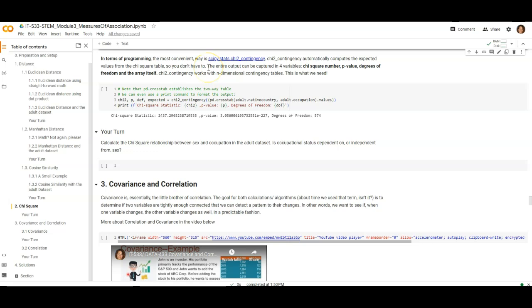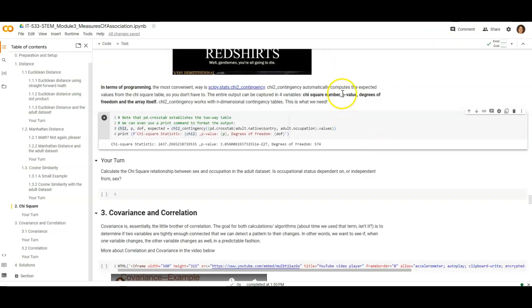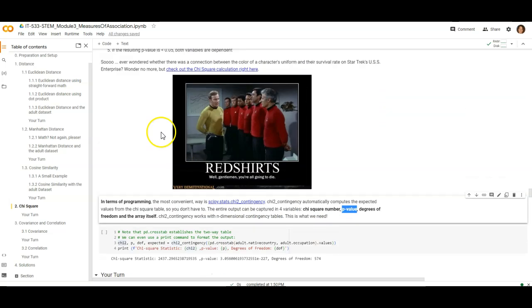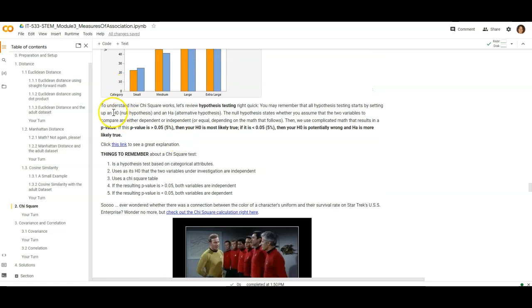And it spits out the output with 4 variables: the chi-square number, the p-value, the degrees of freedom, and the array itself. And the thing we're most interested in is, of course, the p-value, because the p-value allows us to determine whether our H null has been proven, meaning if the p-value is greater than 0.05, our H null is most likely true, that the two attributes are independent from one another, or if our p-value that comes out is less than 0.05, it means that our H null cannot be proven and that instead we can assume that our alternative hypothesis is more likely true.